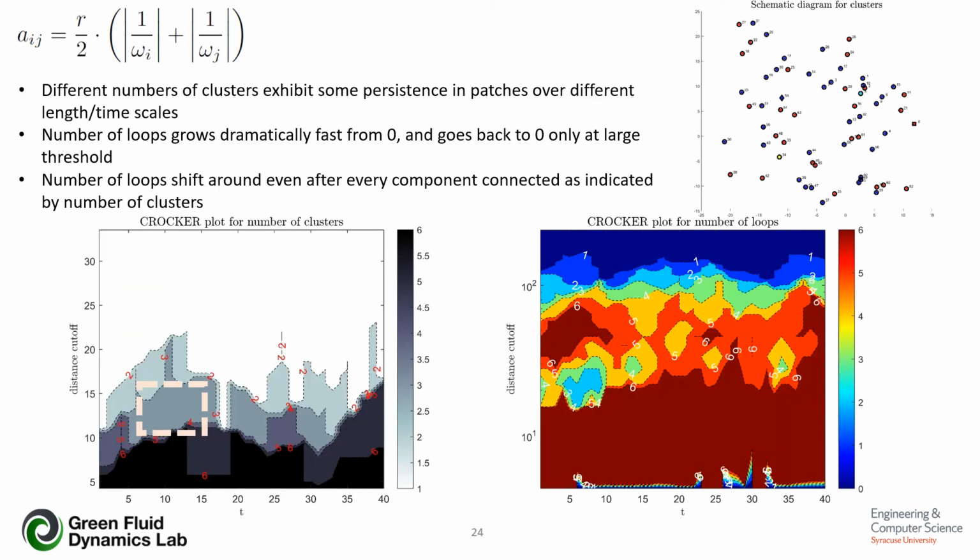For this inverse bias law equation, we can observe the persistence of the number of clusters over time and length scale. Similarly, in the corner is a snapshot for a selected length scale and time frame. For this case, the number of loops grows dramatically fast from 0 and goes back to 0 only at a large threshold. And in an area like this, the number of loops shifts around even after every component is connected, as indicated by the number of clusters.